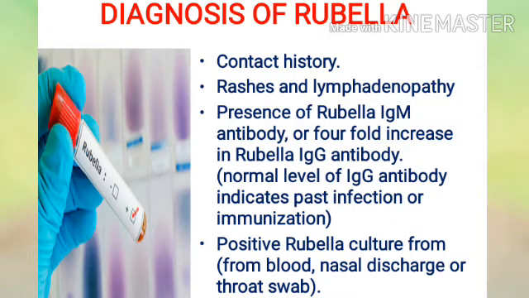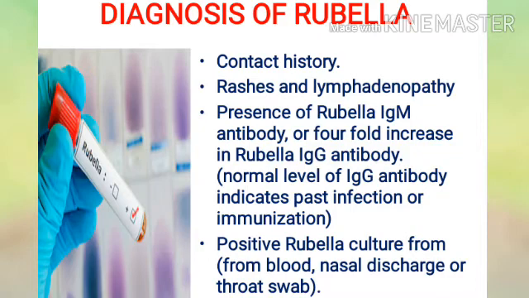How can we diagnose rubella? It can be suspected from a contact history. If the pregnant lady has a contact history with rubella, we have to suspect this case, and if the mother is non-immune, then suspicion is more. Rashes and lymphadenopathy are the most characteristic features of rubella. And regarding lab diagnosis, we can detect the rubella IgM antibody. Presence of rubella IgM antibody indicates a recent infection, or a fourfold increase in rubella IgG antibody. The normal level of IgG antibody indicates past infection or immunization.